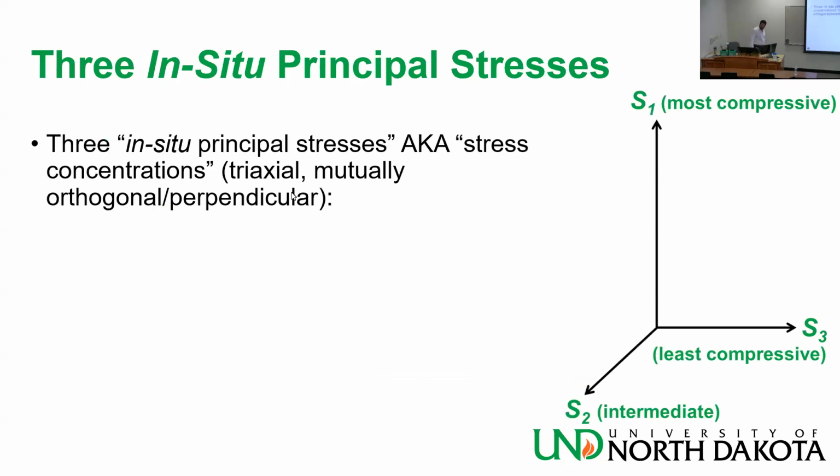Generally speaking, in the subsurface we have three mutually orthogonal stresses that are compressive. We call the most compressive S1, the least compressive S3, and the intermediate S2. Those are at 90 degrees with each other.